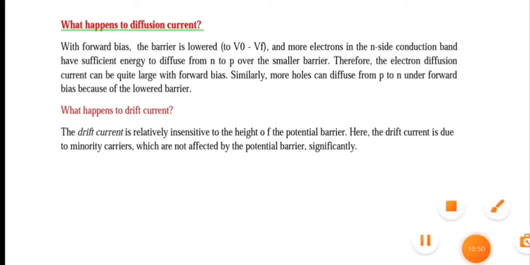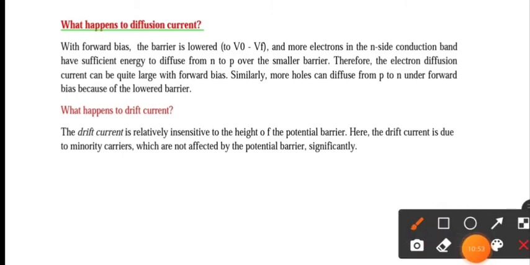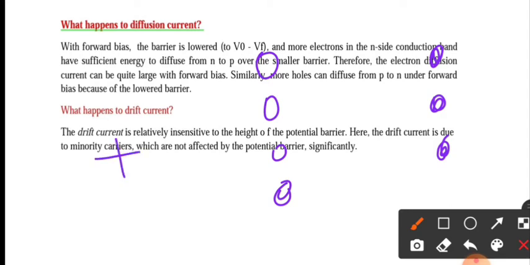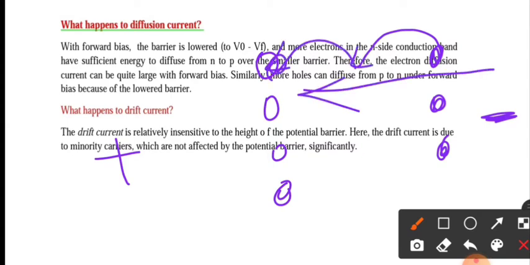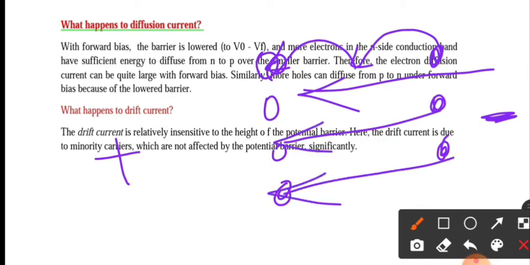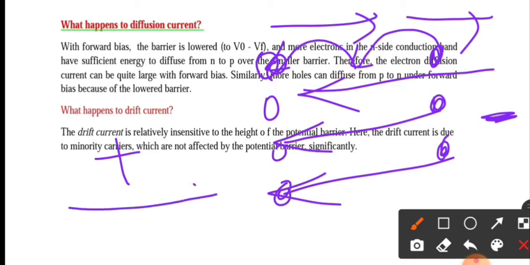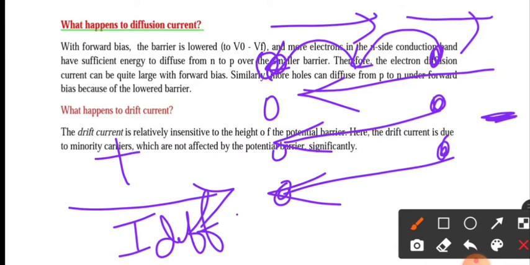So, due to the external supply voltage, the electrons in the n side and holes in the p side will acquire energy, right? So here we have a positive and here we have a negative. So these electrons will move and cross the barrier and combine with this. So this process continues. Electrons will be moving like this, holes will move in the opposite direction. So diffusion current I diffusion will be flowing, more current will be flowing.